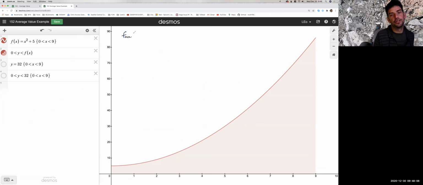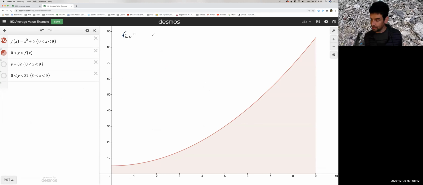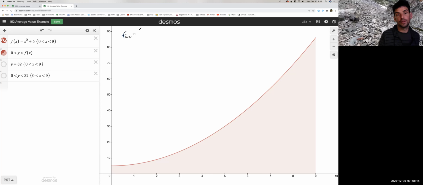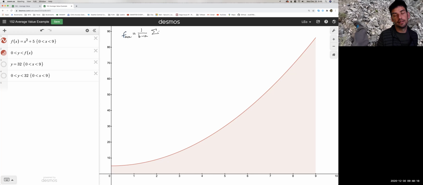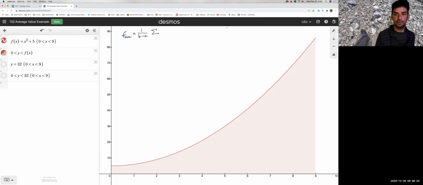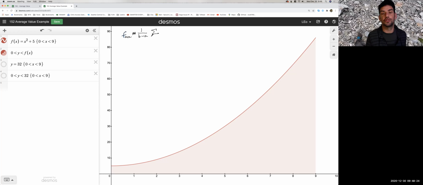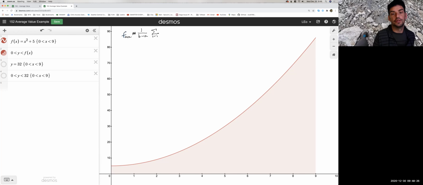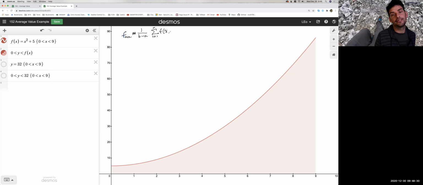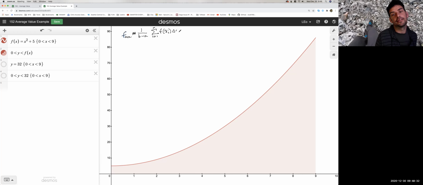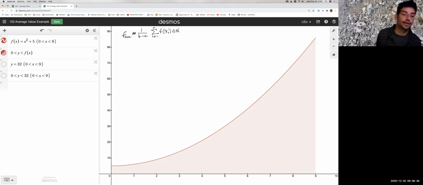F average, and I'm going to go back to our limit definition so we can see the approximation. We've got 1 over b minus a times, sorry, not the limit. We're going to go back to when it's just an approximation: the sum from 1 to n of f of x sub i delta x. Okay, this was one step in our computation, right?